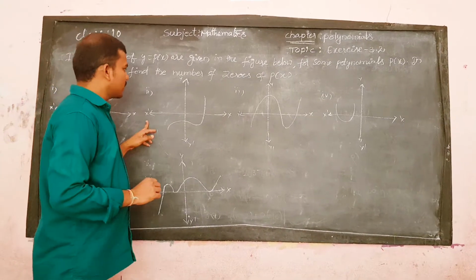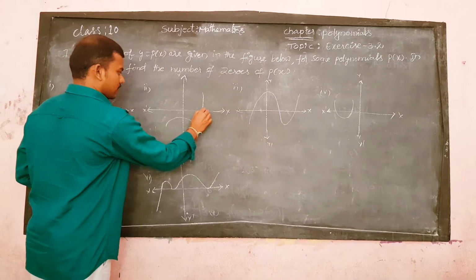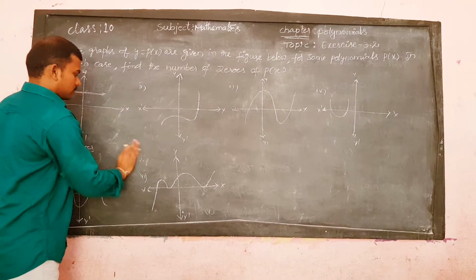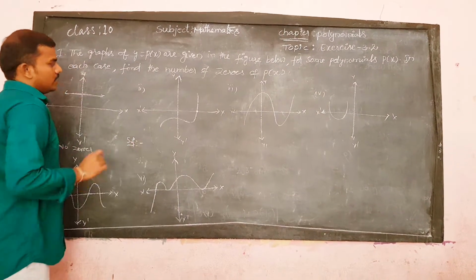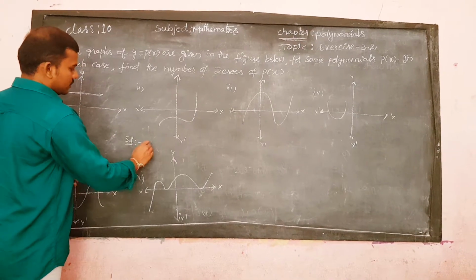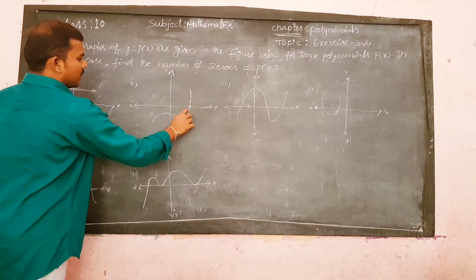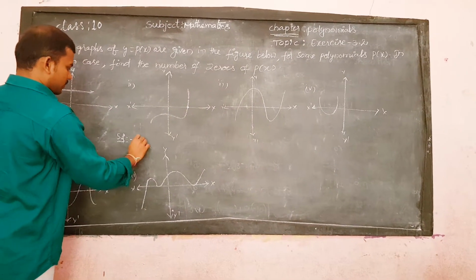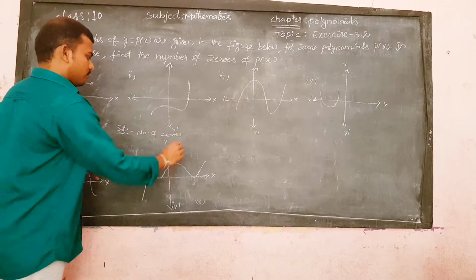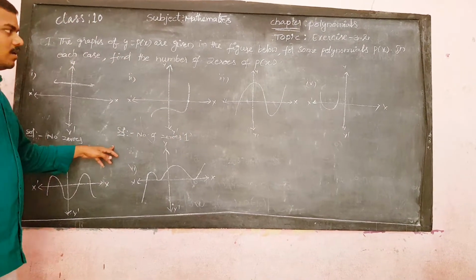And then in the second question, the graph intersects the x axis at only one point, so it has only one zero. The polynomial y equals p of x has only one zero. Why? Because the graph intersects the x axis at only one point, so the number of zeros of this polynomial is 1.